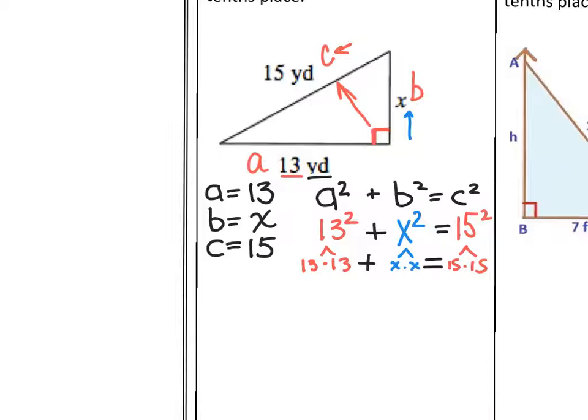So let's go ahead and open up our calculators and type in 13 times 13, which equals 169. So 169. Again, I want to put my plus sign and my equal sign here. Okay. X times X, I can't put that into the calculator, but I know that already gives us X squared.